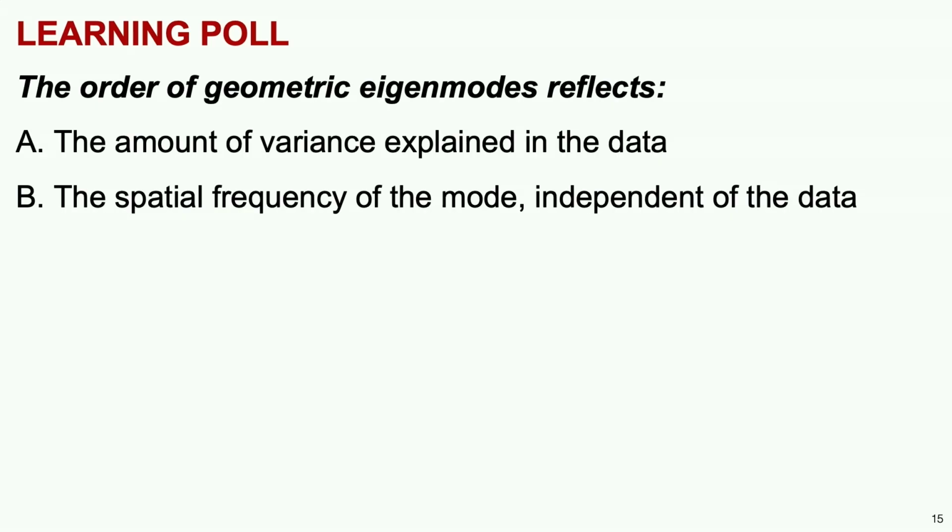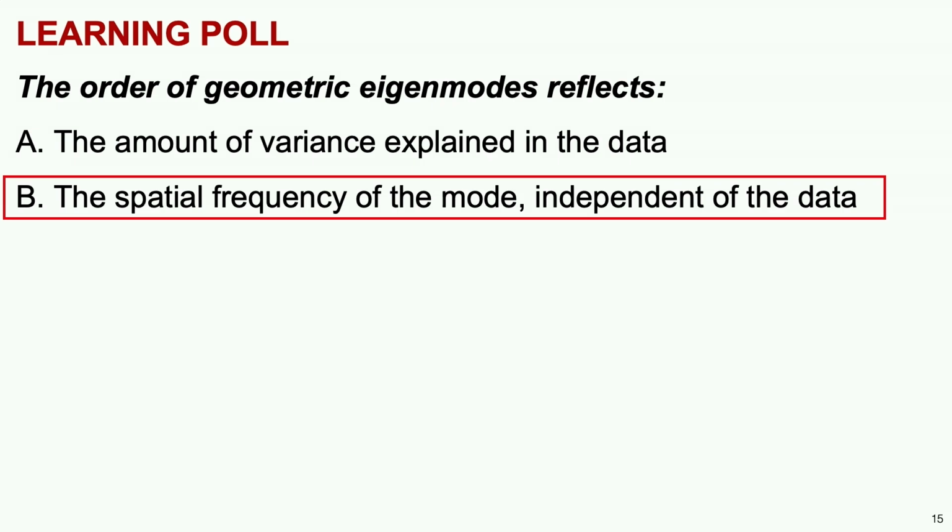Because this is an educational session, I will startle you with some learning polls and see if you really grasp the theoretical foundation that I've mentioned over the last 10 minutes or so. The first question is, what do you think the order of the geometric eigenmodes is reflecting? Is it the amount of variance explained, or is it independently ordered according to some spatial frequency? Who says A? Who says B? I think I've succeeded, so definitely it is B.